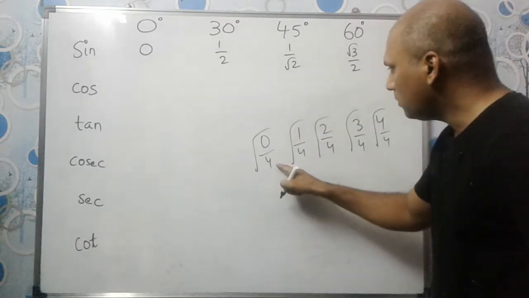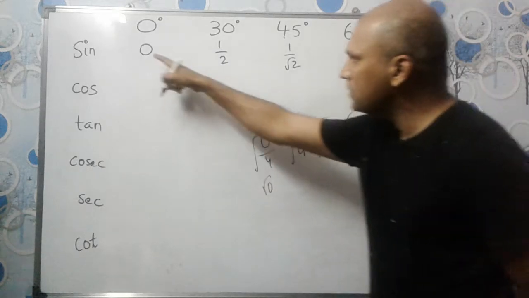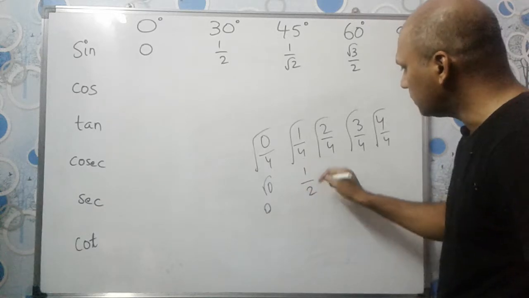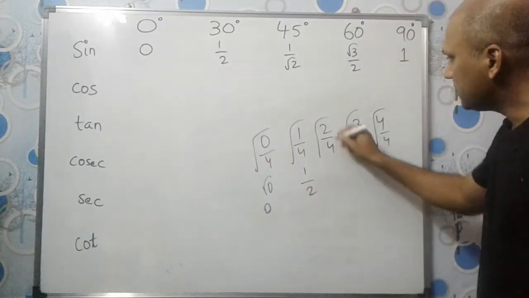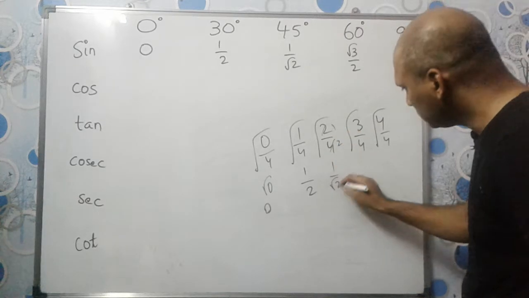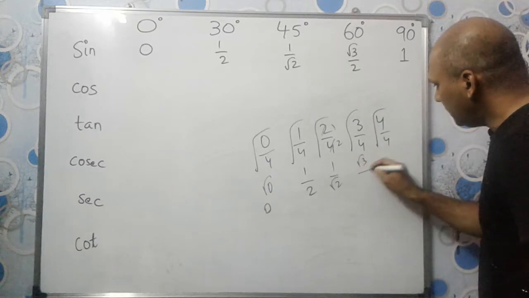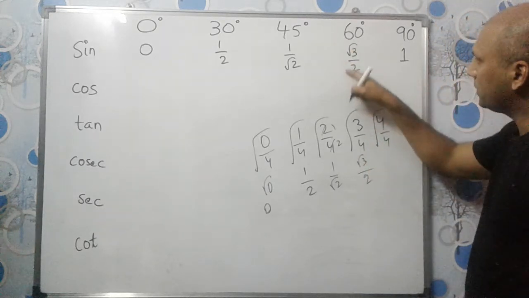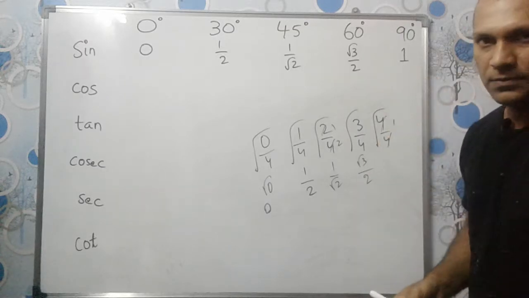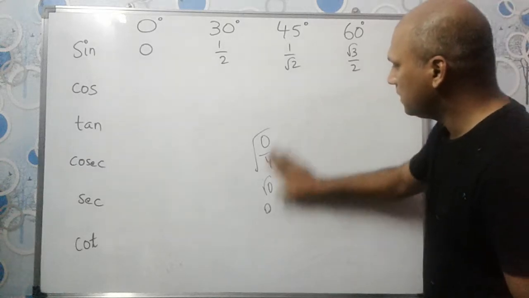Root 0 by 4 is 0. So root 0 is how much? It is equal to 0. Okay, root 1 is 1, root 4 is 2. So 1 by 2. Root 2 by 4: root 1 is how much? 1. Root 2 is root 2. So 1 by root 2. Root 3 is root 3. Root 4 is 2. So root 3 by 2. Root 4 by 4, cancel this, we'll have 1, right? Root 1 is equal to 1. Okay. So you can remember it like this.